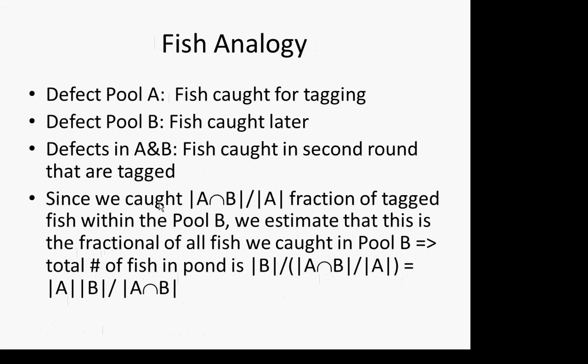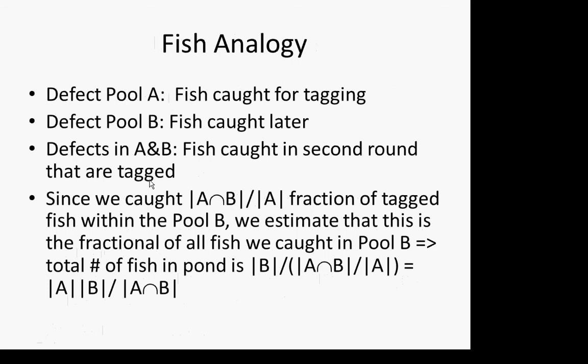There's also a fish analogy for this. So pool A, the 50 fish originally caught for tagging. Pool B, the 100 fish caught later. The defects in both A and B are the fish caught in the second round that are tagged. Of those 100, what number were tagged? 5, right? We had this intersection, 5 divided by 50 of the tagged fish were caught within pool B, within those 100.